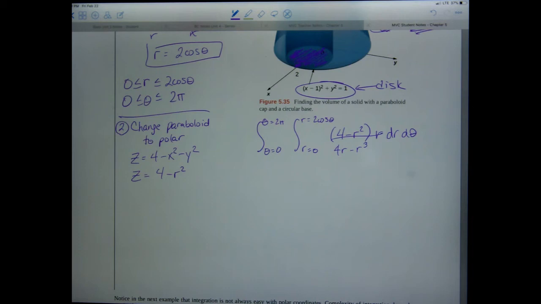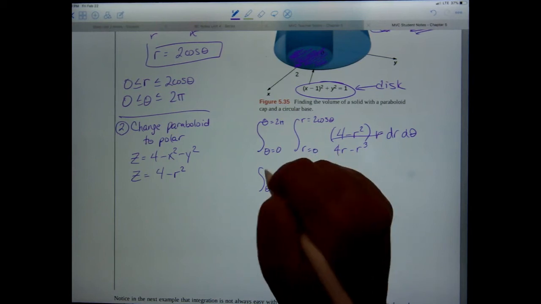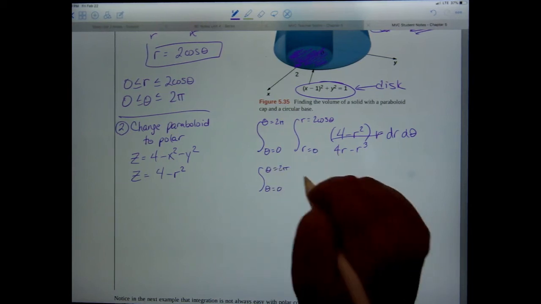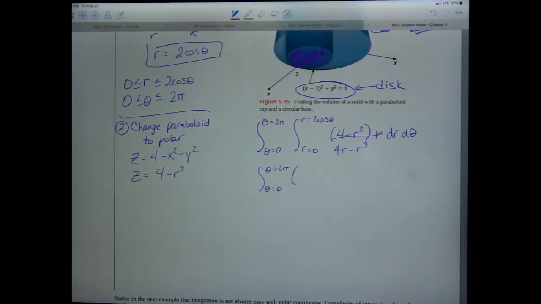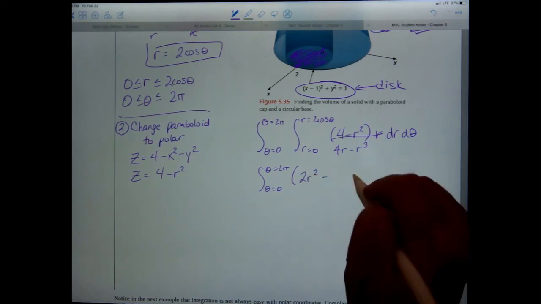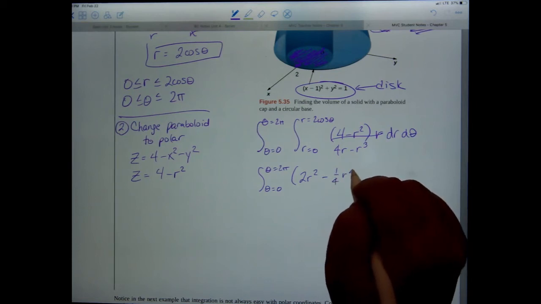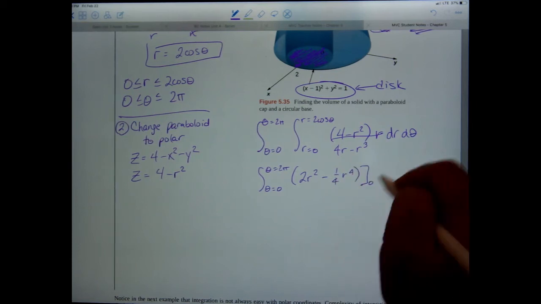So, theta equals 0, theta equals 2 pi. Integrate. What's the integral of 4r minus r cubed dr? 2r squared minus 1/4 r to the 4th from 0 to 2 cosine theta, d theta.